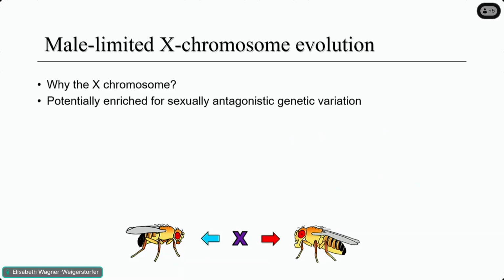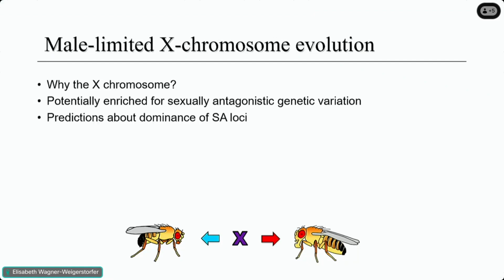sexually antagonistic variation, so things that are good in males and bad in females, or vice versa. There's models that suggest that this should be the case. The empirical data is a little bit more equivocal, so this isn't necessarily a super strong prediction anymore. It was a stronger prediction the first time around I did the experiment, like 15 years ago.